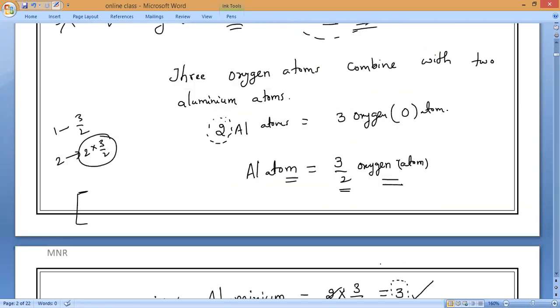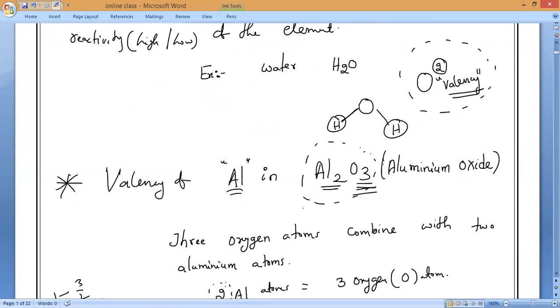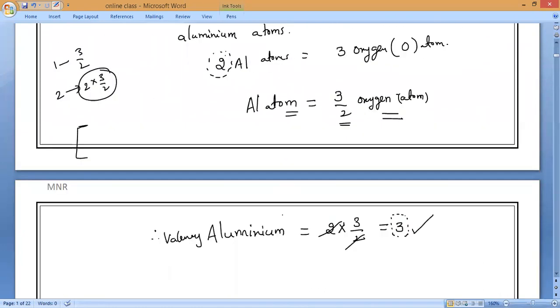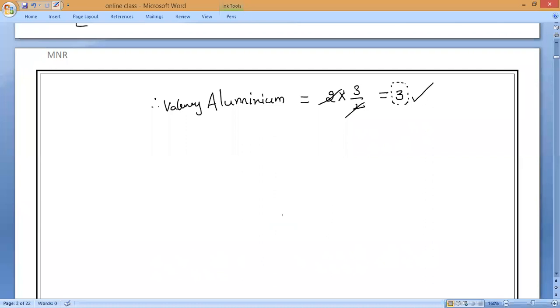Now, in aluminum oxide, what is the valency of aluminum, everybody? 3. So even when you are writing the chemical formula in the third chapter, you might remember: aluminum is Al, oxygen is O, and what is the valency? You have written aluminum is 3, oxygen is 2. So that will follow the method.